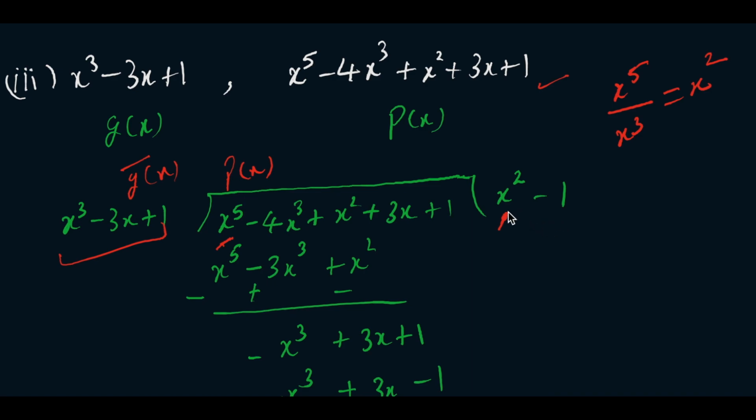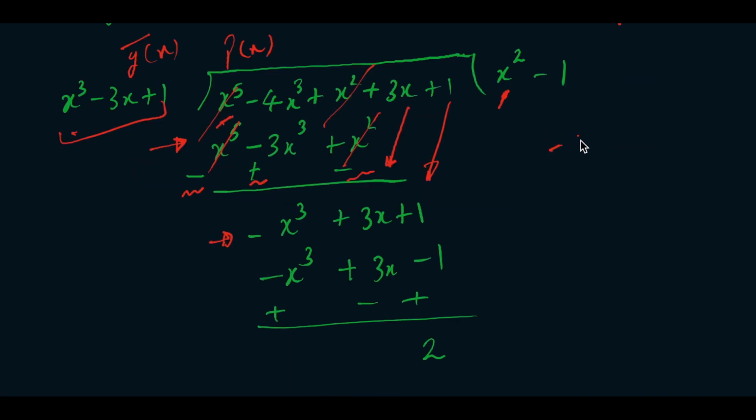Now we multiply x square with g of x and we get x to the power 5 minus 3x cube plus x square. This has a plus sign and this has a minus sign. So it becomes minus here, plus here, and similarly minus here. These two cancel out. So we are remaining with minus x cube. This x square also cancels out. And this is plus 3x plus 1.